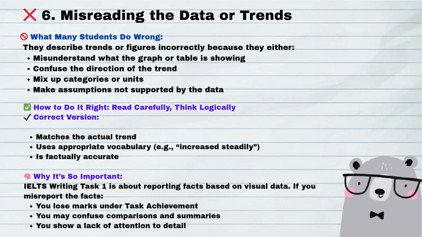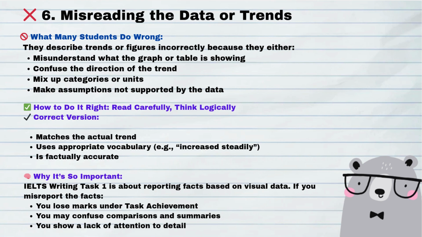The correct version is: describe the actual trend, use appropriate vocabulary, and be factually accurate. Think about it before writing it. Why is it so important? Because IELTS Task 1 is about, again, reporting facts based on the visual data.